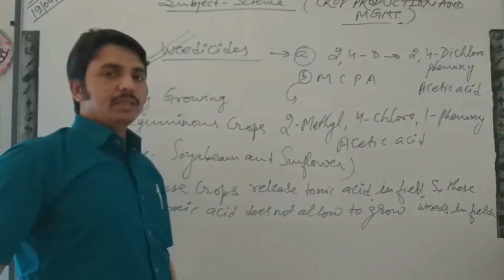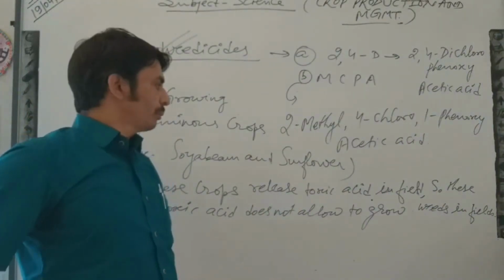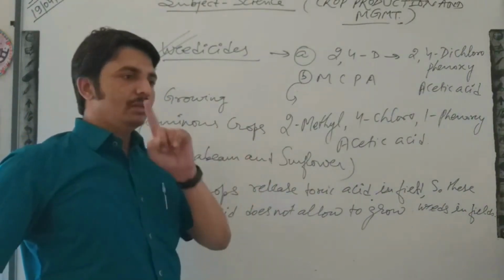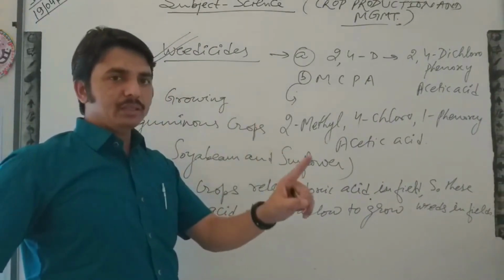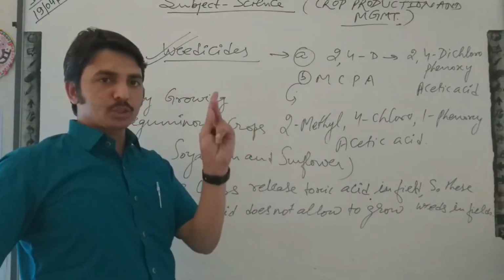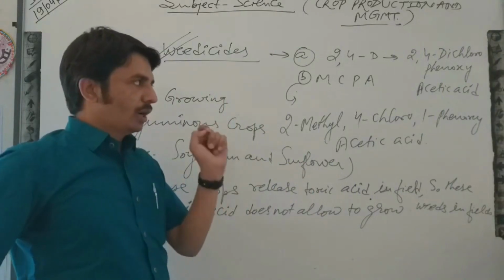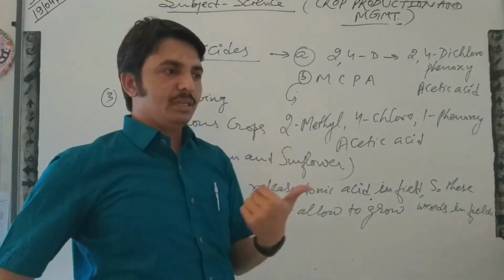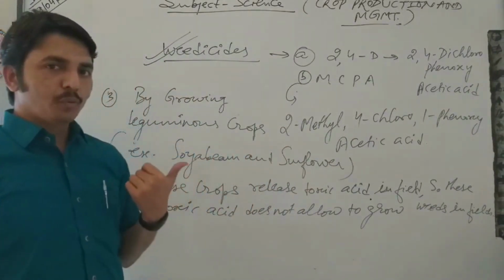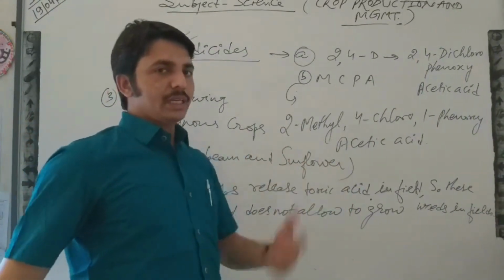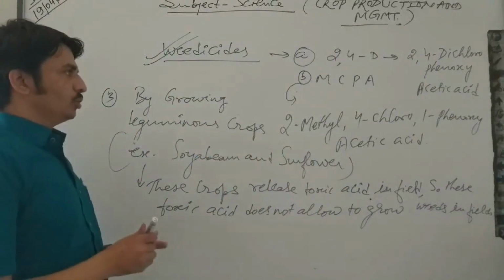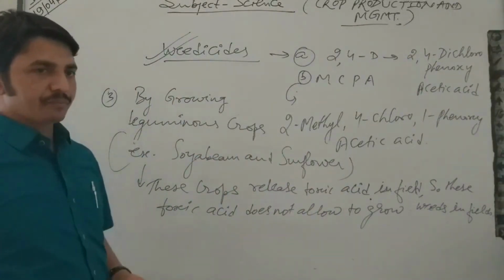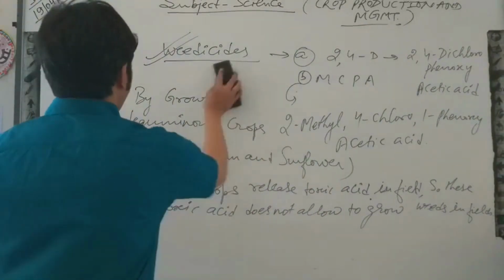So there are a number of methods by which we can remove weeds from the field. One is the manual method, and second is by using chemicals, and generally we are using two chemicals, 2,4-D and MCPA. 2,4-D is known as 2,4-dichlorophenoxyacetic acid. MCPA is known as 2-methyl-4-chlorophenoxyacetic acid. Generally we are using these two chemicals to remove weeds from the field.